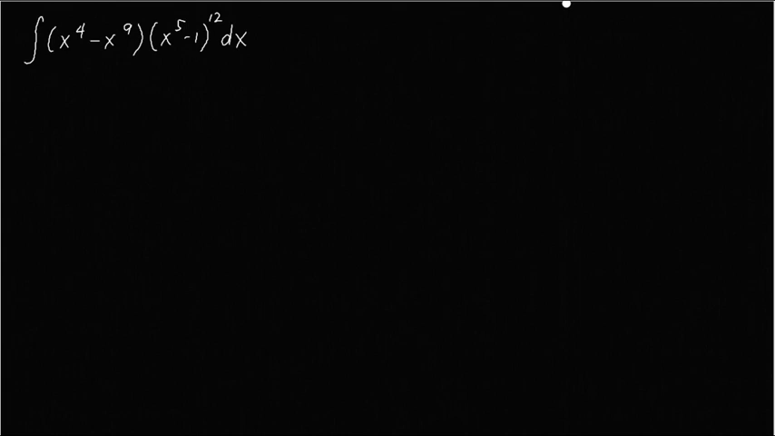Okay, let's have this problem number 11. So, we have the integral of the quantity x raised to 4 minus x raised to 9 times the quantity x raised to 5 minus 1 raised to 12 dx. So, to get rid of this one, we will let u equal to x raised to 5 minus 1.